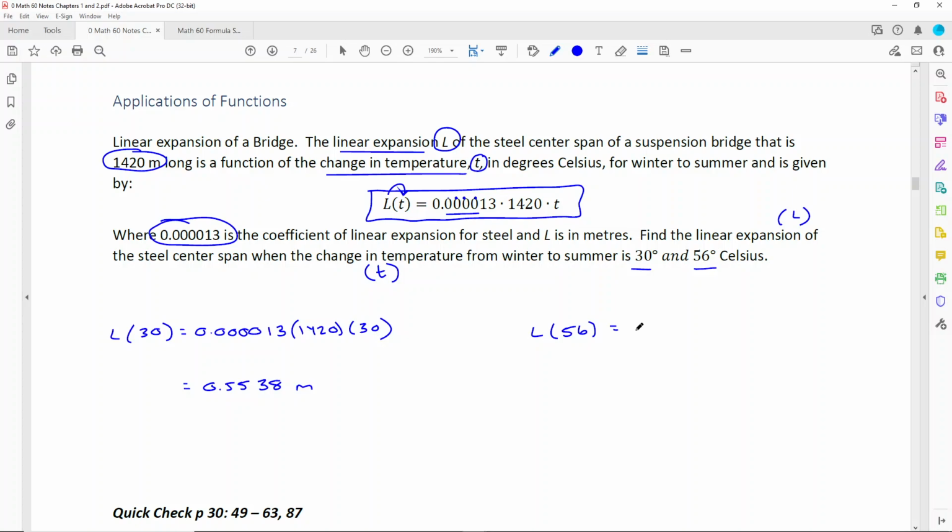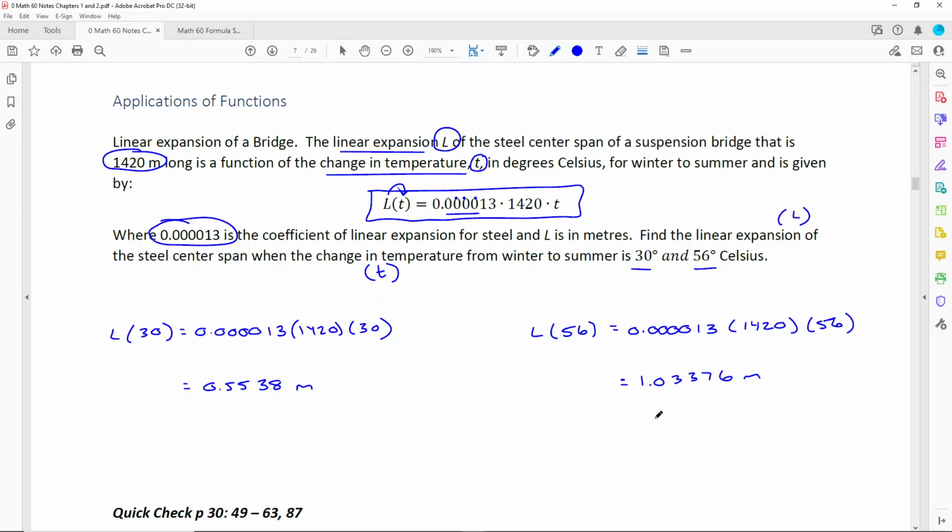So how much would it expand if the temperature change was 56 degrees? Well, 0.000013 times 1420 times 56. Is there a big change? Decimal 0.000013 times 1420 times 56 gives you 1.03376 meters.